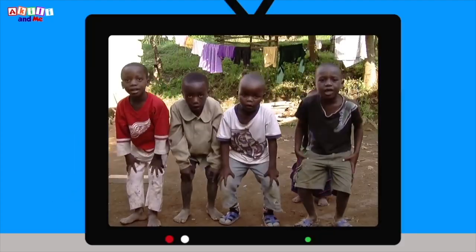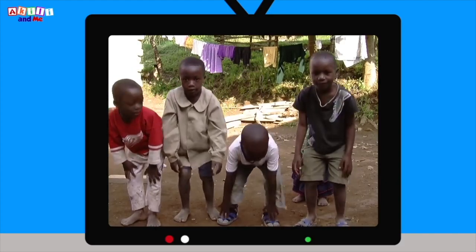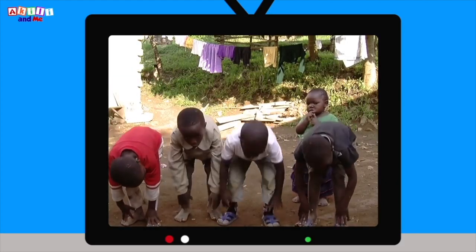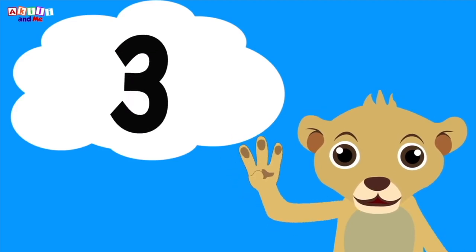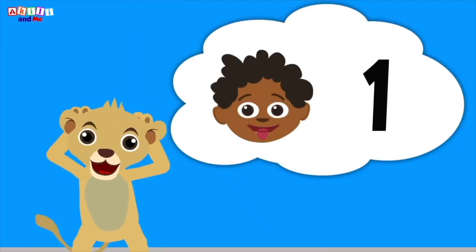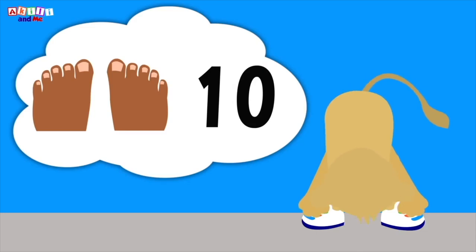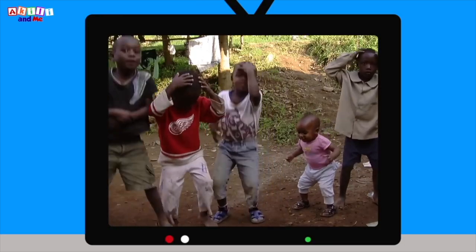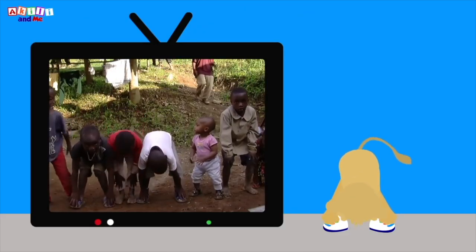Touch your toes, touch your toes. Yay! Touch your head, touch your head, touch your toes, touch your toes. Touch your head, touch your toes, touch your toes.